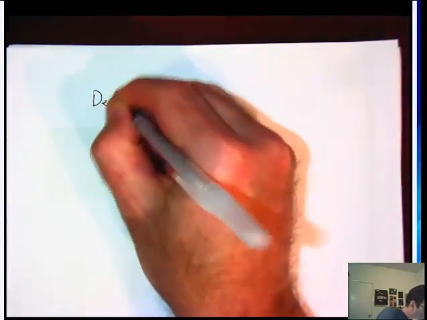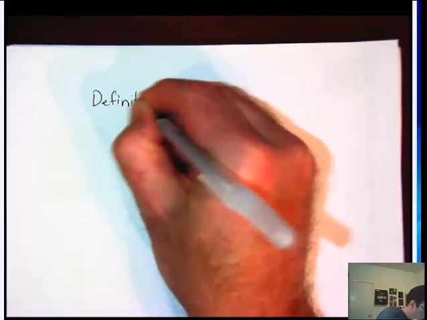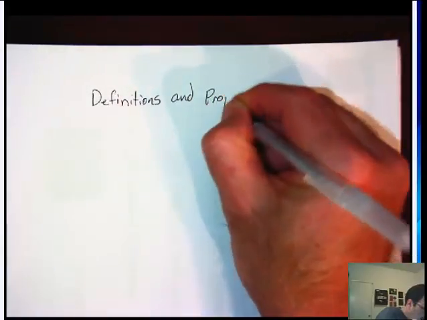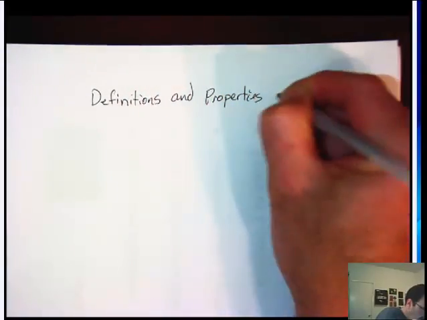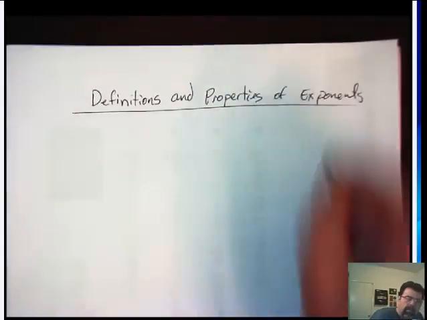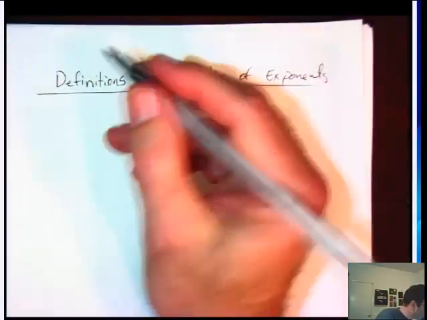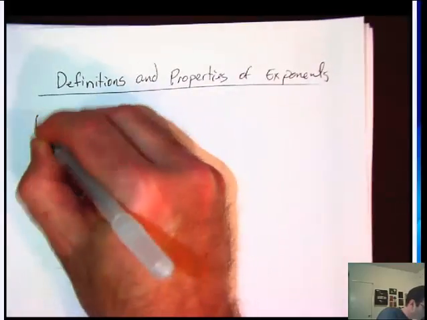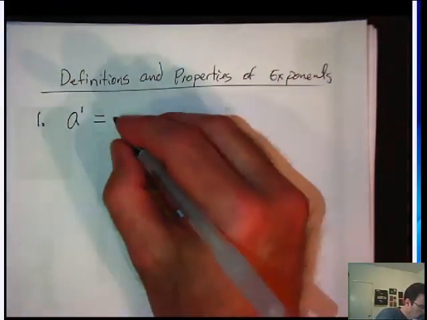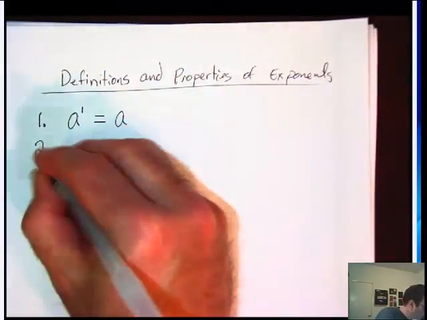So let's summarize all the properties. We should have it just in one page so you can refer to it. Now, it's important that you should know these inside and out. So we're just going to rewrite them all in one place. I don't think I talked about this one. So what does it mean? What's any number to the first power? Well, that's defined to be just itself.